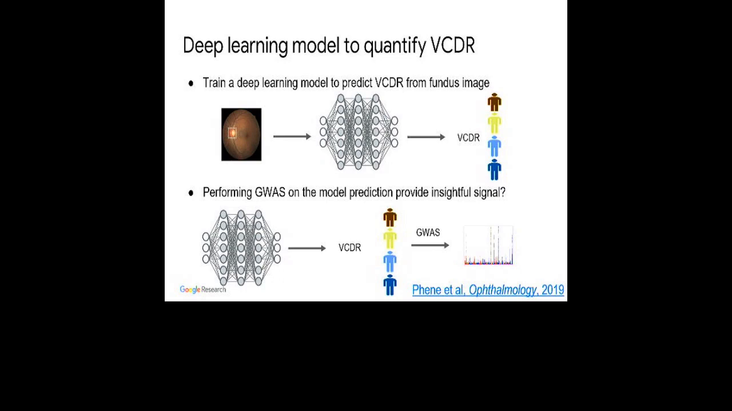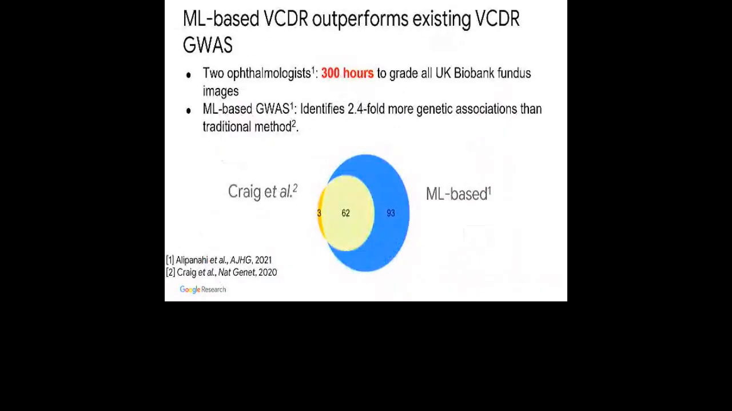Now, as a proof of concept, we always want to compare to a baseline, and we were kind of lucky that a couple of months before we published our work, there was a group that utilized 2 ophthalmologists to grade every fundus image in UK Biobank. It took them 300 hours to do that, but they were able to grade every fundus image in UK Biobank. So we were like, this is the best way to compare our GWAS with their GWAS. Here I'm just showing Craig et al., a previous work that used 2 ophthalmologists.